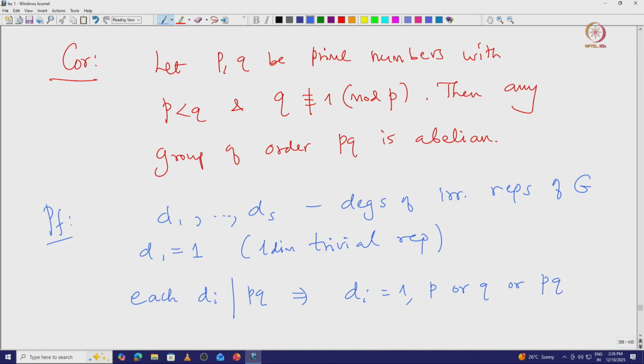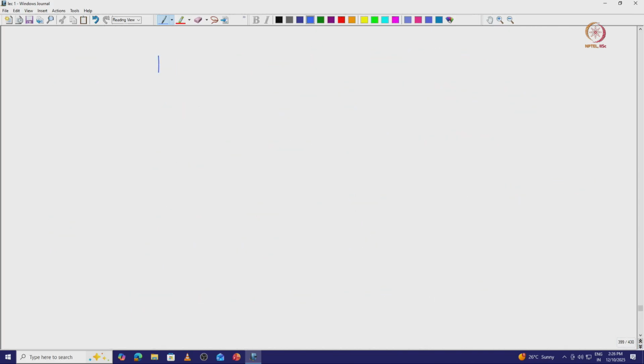Now since we have this equation which relates the cardinality of G and the sum of d_i squared, you can see that d_i cannot be pq for all i greater than 1. Already d_1 is 1, because of that d_i cannot be pq. So, that would imply that d_i is either p or q. Let us see that d_i cannot be q.